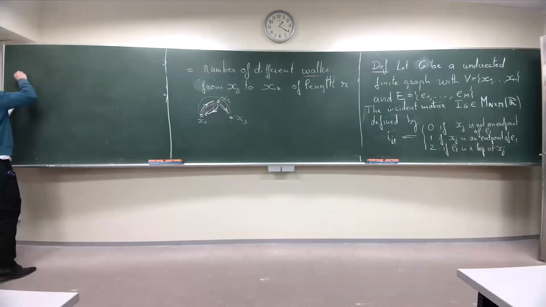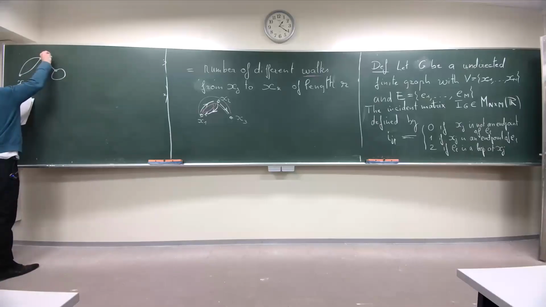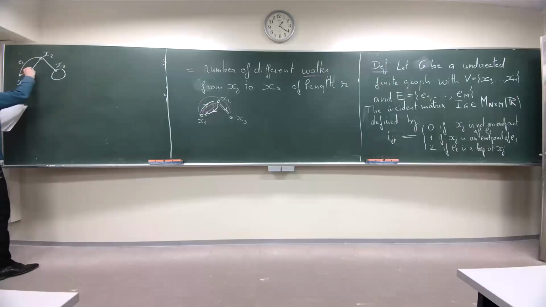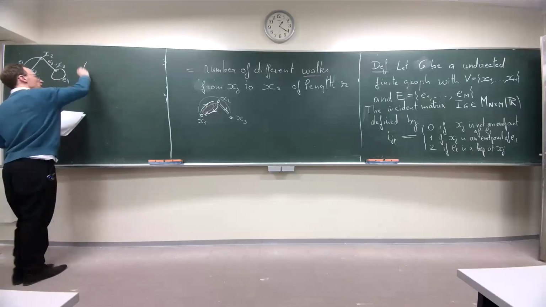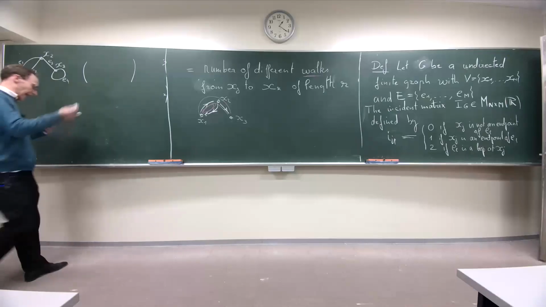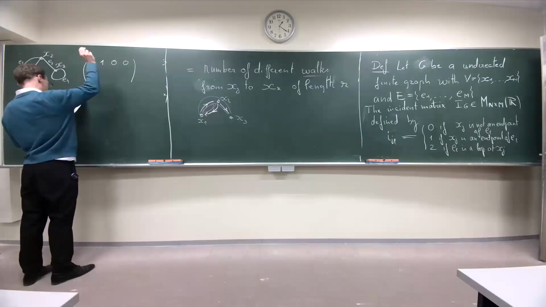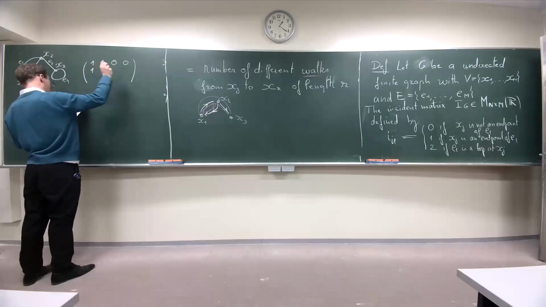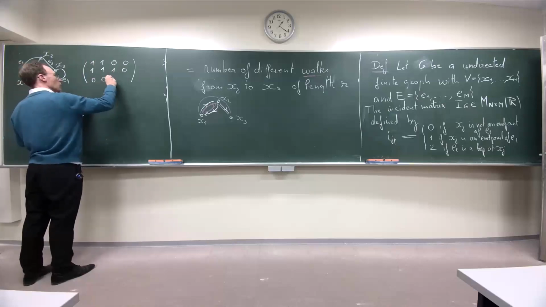Again, I do the same picture. Unoriented, we are in the unoriented x1, x2, x3, but now I need to give a name to edges, E1, E2, E3, E4. So it's going to be a 3 by 4 matrix. And I give you the answer. You can check. It's 1, 1, 0, 0, 1, 1, 1, 0, and 0, 0, 1, 2.